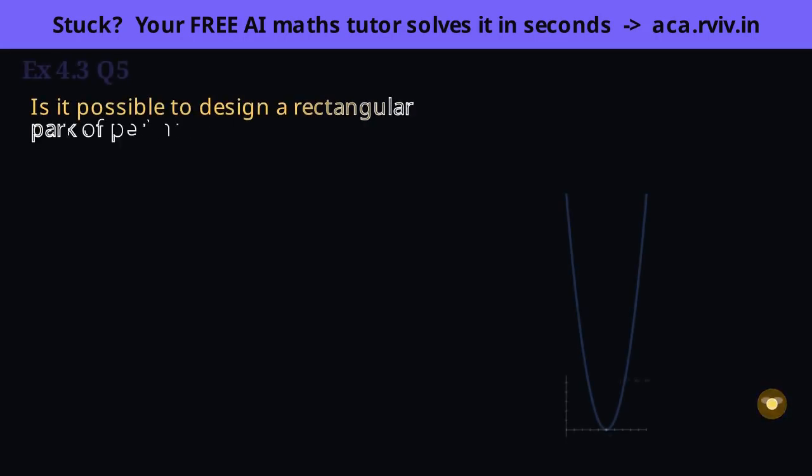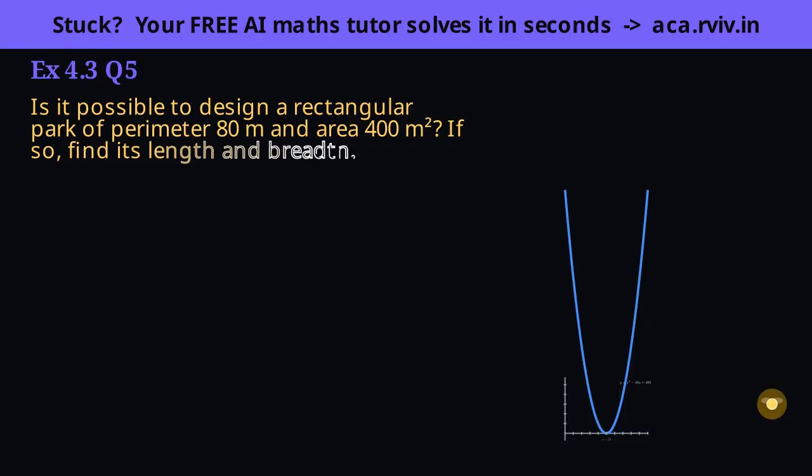Perimeter gives the sum, area gives the product. Here two facts combine neatly. Perimeter gives a sum, area gives a product. Perimeter 80 means length plus breadth is half of that, 40. So if length is x, breadth is 40 minus x, the perimeter hands us the second dimension for free.